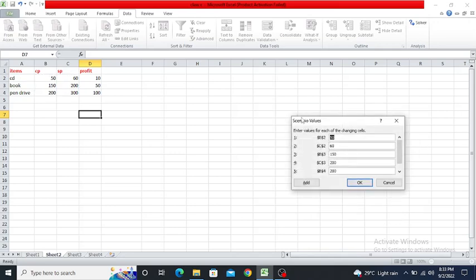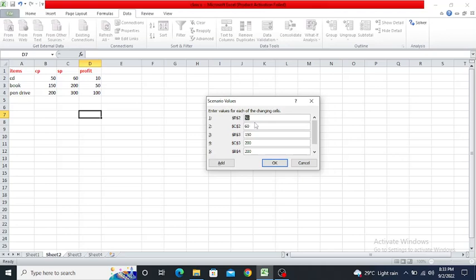Then some scenario values come up. So here we will change one by one. So this is B2, C2. B2 means this cell, that is 50, the cost price. Here we will change from 50 to suppose 40, and here we are giving the selling price, that is C2. C2 is the selling price for CD. Here we will give suppose 55. Then next one is cost price of the book. Here it is given 150. Now in the scenario we are giving 200, and selling price of the book we are giving as 380.